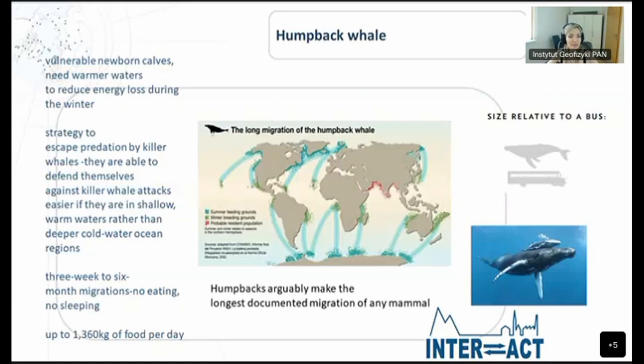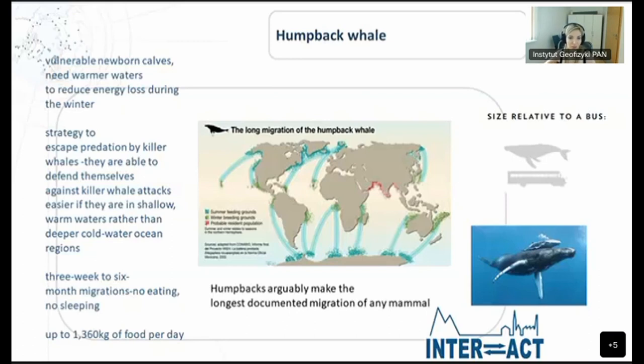Another thing is, it is probably a strategy again to escape predators. And who is a humpback whale afraid of? Killer whales, orcas. And not the adult ones. The adult ones are usually not in danger, but the young ones, the offspring, they might be killed by killer whales. And they're able to defend themselves against orcas easier if they're in shallow, warm waters than in deep, cold ocean water, Arctic regions or Antarctic regions. So it could also be the strategy, again, to protect the young, to protect the calves.